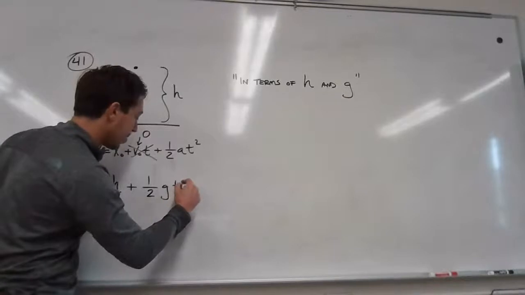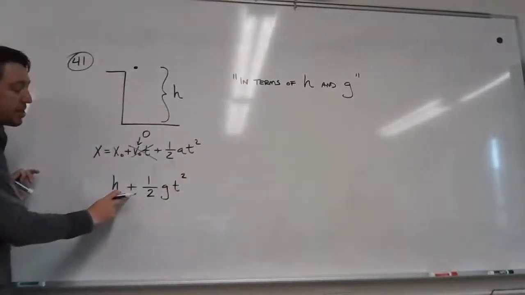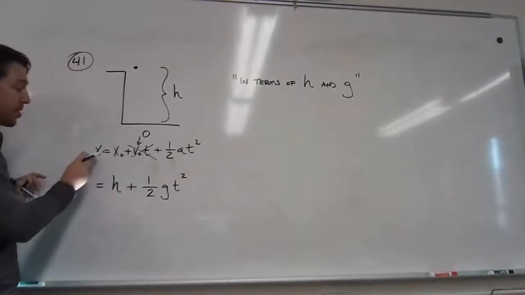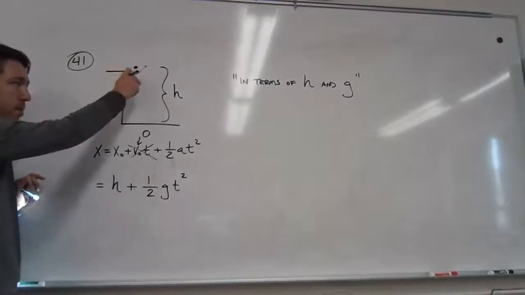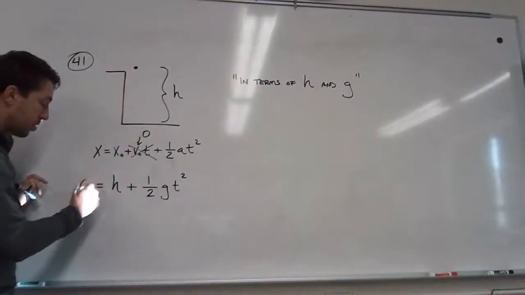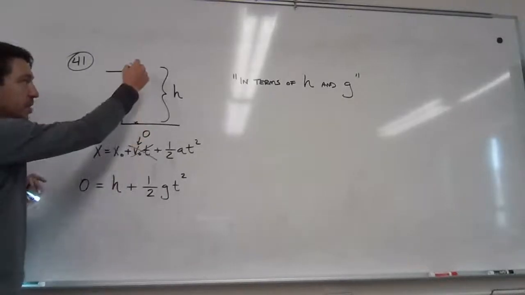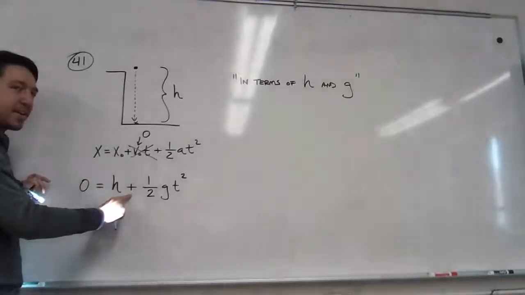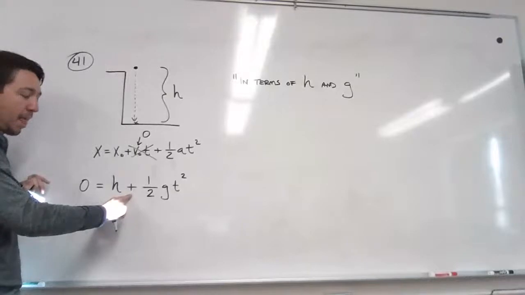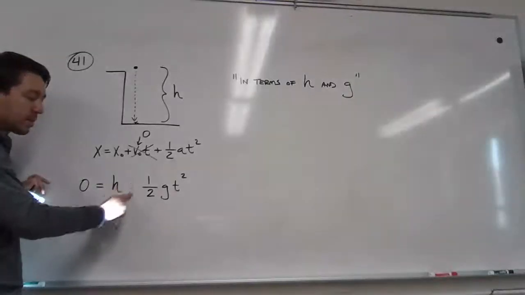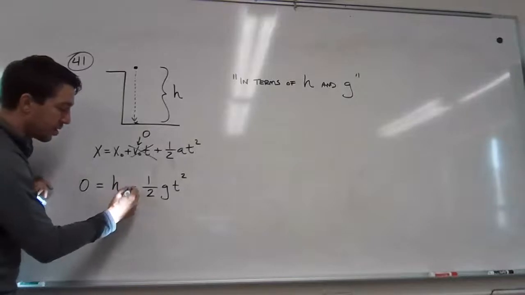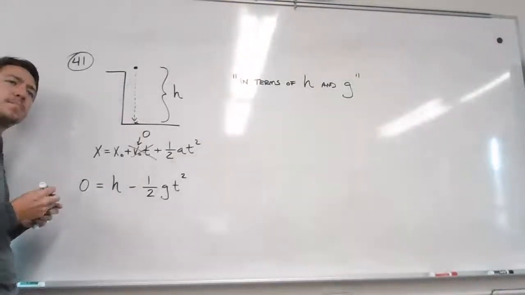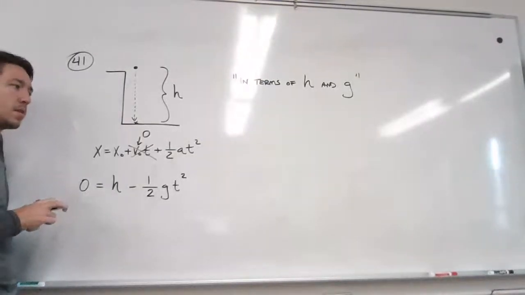Now here's where it gets a little interesting. Should this be a minus sign or a plus sign? Think about that. By the way, what's the final position? 0. So my final position is here, at the ground too. So this is the equation. Now, should this be a plus sign or a minus sign? Who can think ahead? Minus, right? Should be a minus. Why should it be a minus?